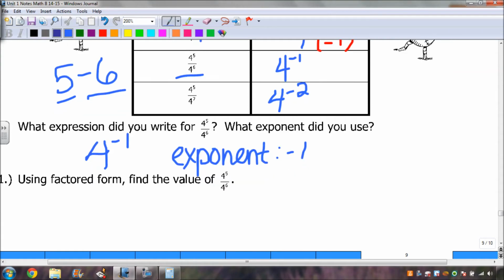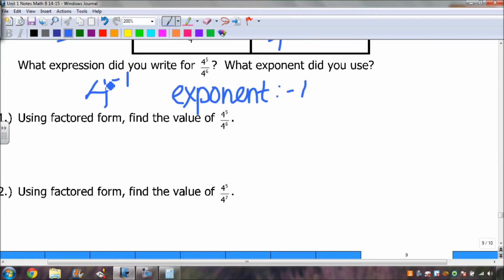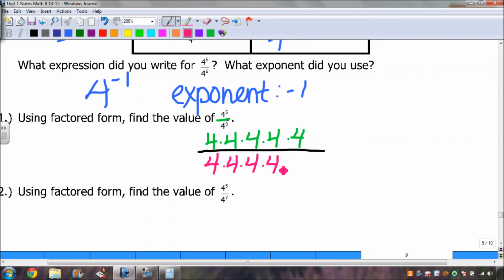So then, using factored form, find the value of 4 to the 5th power divided by 4 to the 6th power. So what this means is I'm going to write out everything right here. Now here is where it gets tricky. Please listen very carefully, okay? So 4 to the 5th power means 4 multiplied by itself 5 times, right? And then 4 to the 6th power means 4 multiplied by itself 6 times.